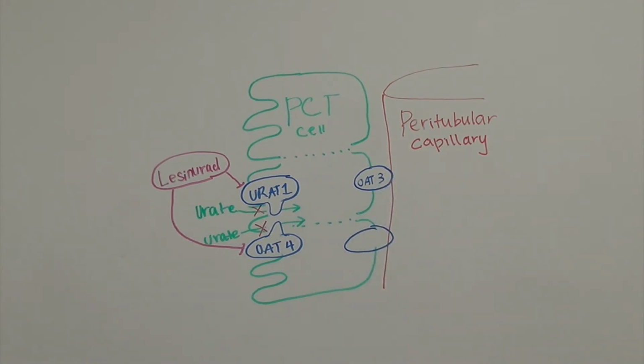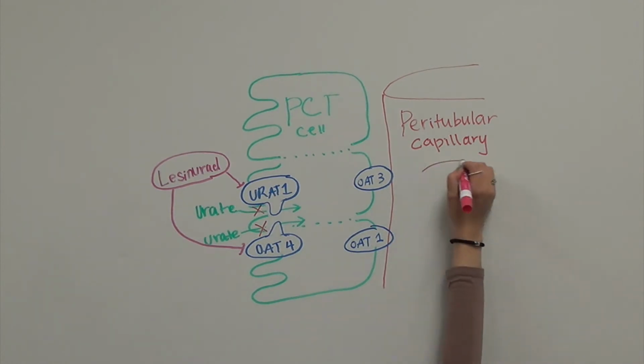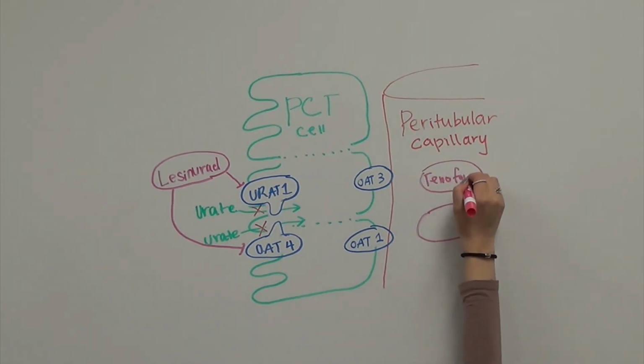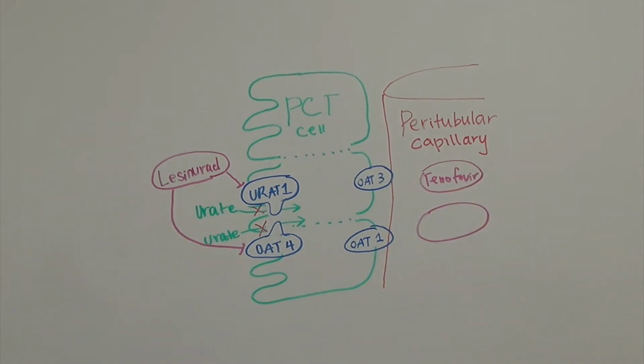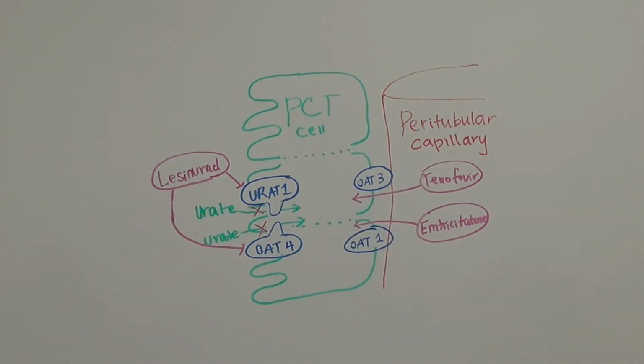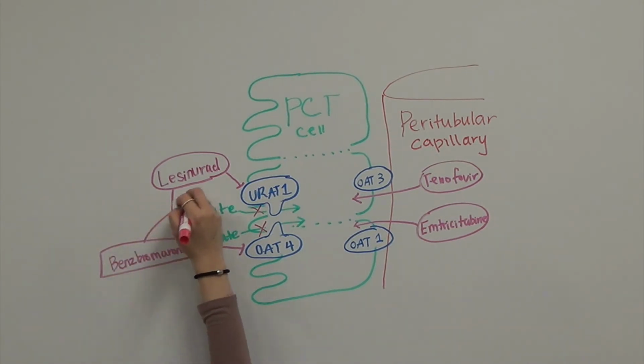OAT1 and OAT3 are additional urate transporters in the basolateral membrane of the PCT that potentially participate in urate secretion. However, many drugs such as tenofovir and emtricitabine, which are reverse transcriptase inhibitors, depend on OAT1 and OAT3 for clearance or excretion through kidneys. Existing urate-lowering drugs such as benzbromarone specifically inhibit URAT1 but not OAT4, thus having a lower efficacy than lesinurad.